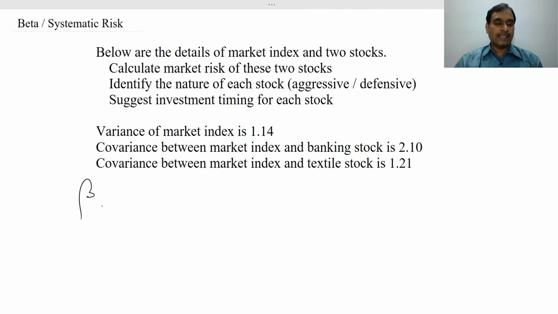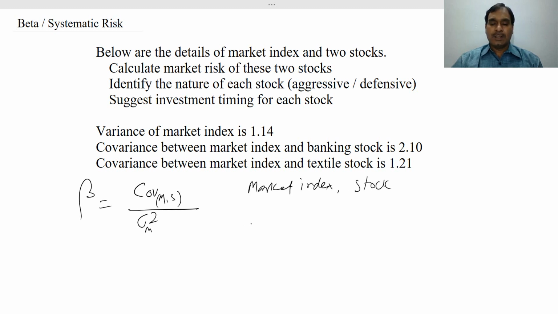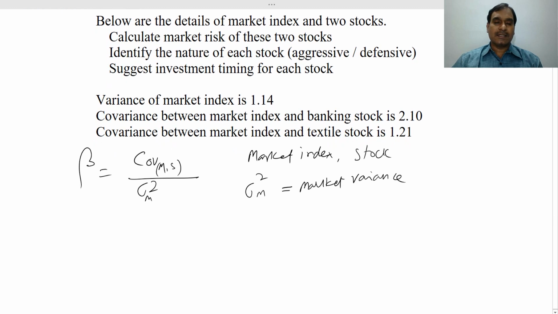The formula we use to calculate beta is: beta equals covariance between market and stock, upon variance of market. So this is very important. When we say covariance of MS, that is between the market index and the stock, whereas the variance is the market variance. As we are saying that this is a regression equation, the market denotes X, whereas the stock denotes Y.